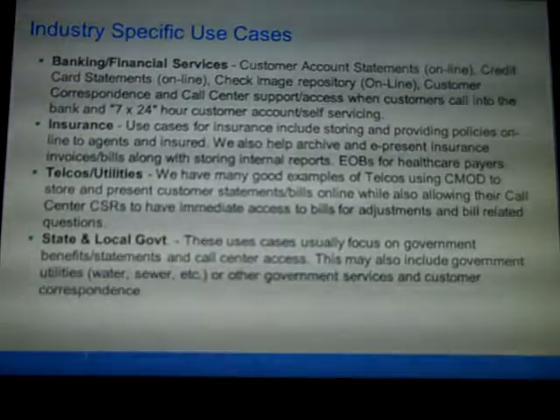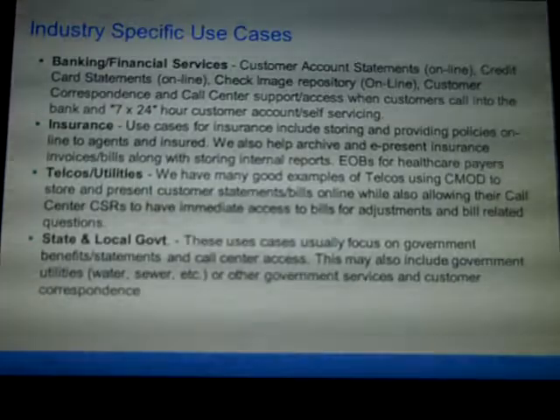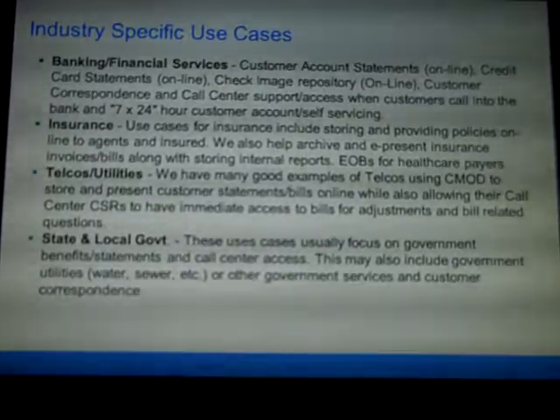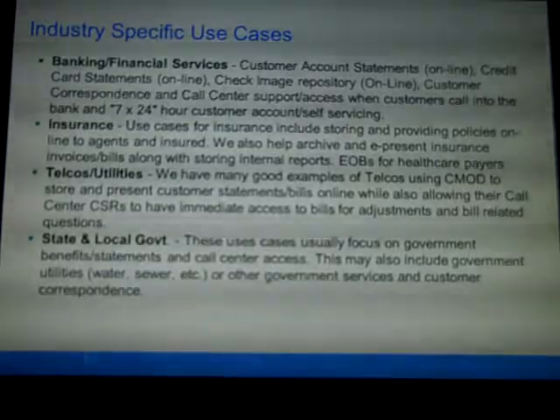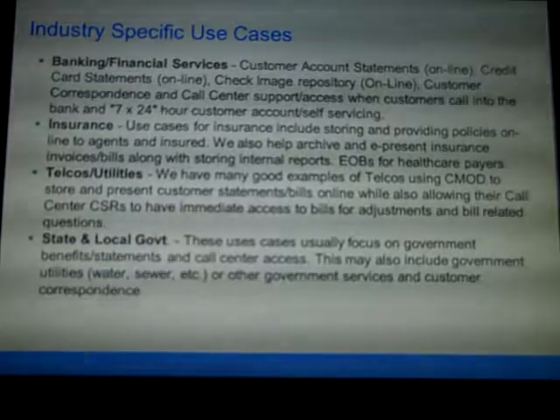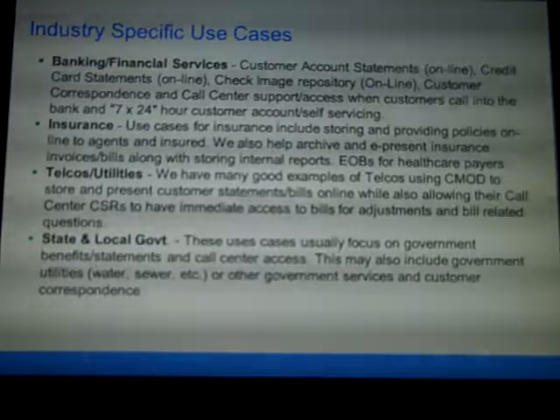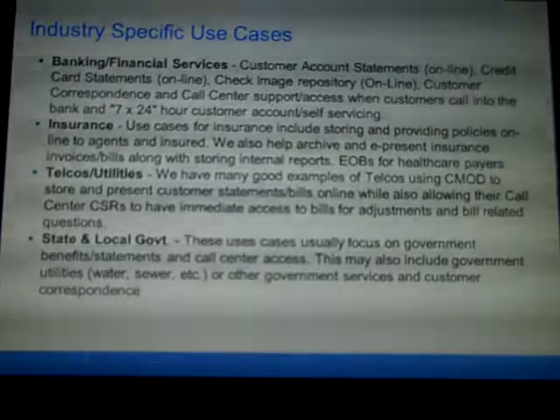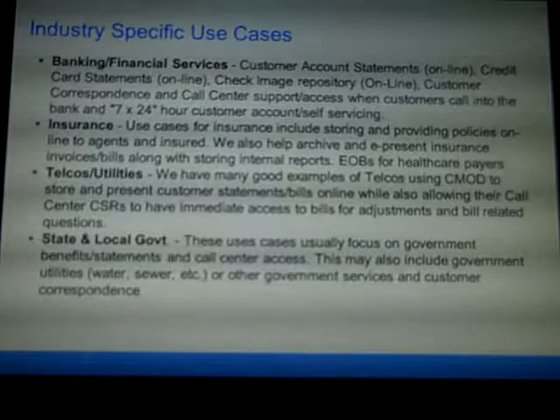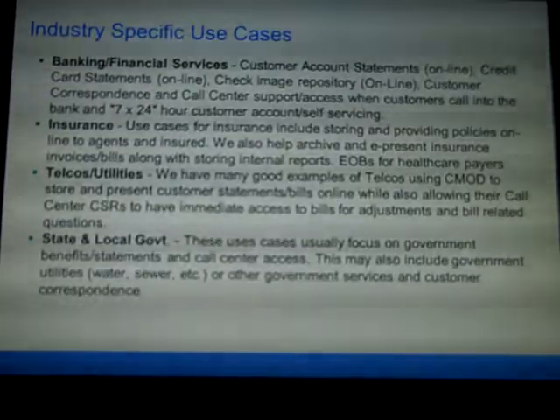Insurance would be providing policy information online to the agents and the insured. We're also able to help archive and e-present insurance invoices and bills, along with reports. Obviously, with telecommunications and utilities, we have many examples of them using this for customer statements and bill presentment online, while also allowing the customer center reps to have immediate access to the same bills that the customers received. State and local governments are able to provide benefit statements online to their constituents.